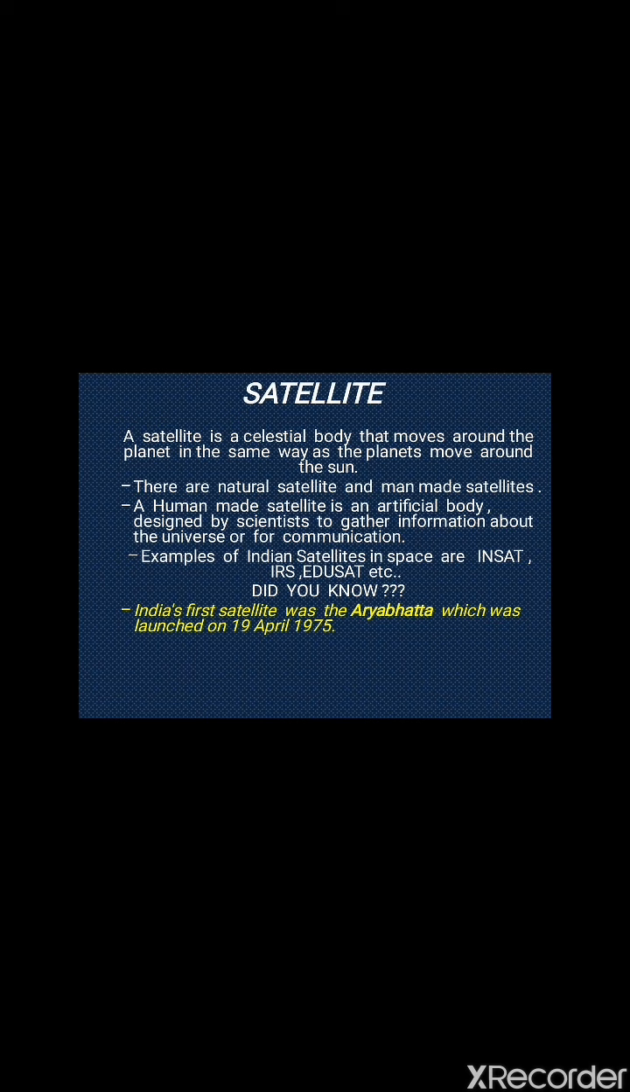So a satellite is hauled into orbit through a rocket launch. When it reaches outer space, the rocket dismantles from the satellite, it falls back to the Earth, and the satellite enters the orbit. So this is how a satellite settles in the orbit. Now, did you know that India's first ever satellite was the Aryabhatta, which was launched on 19th of April 1975.